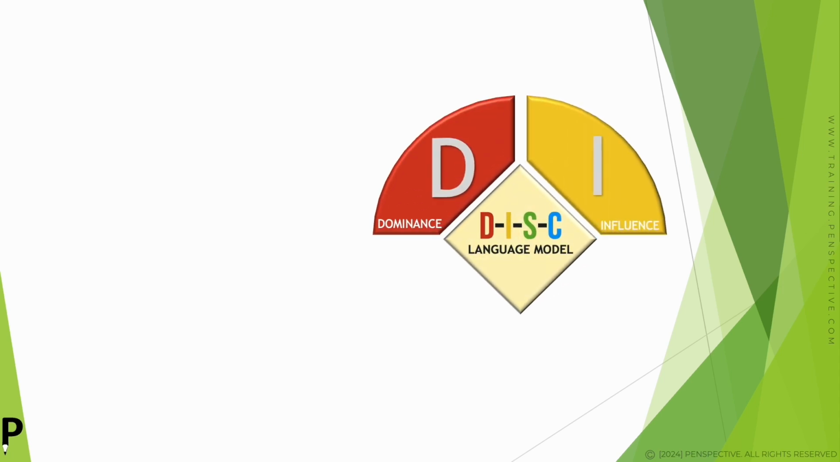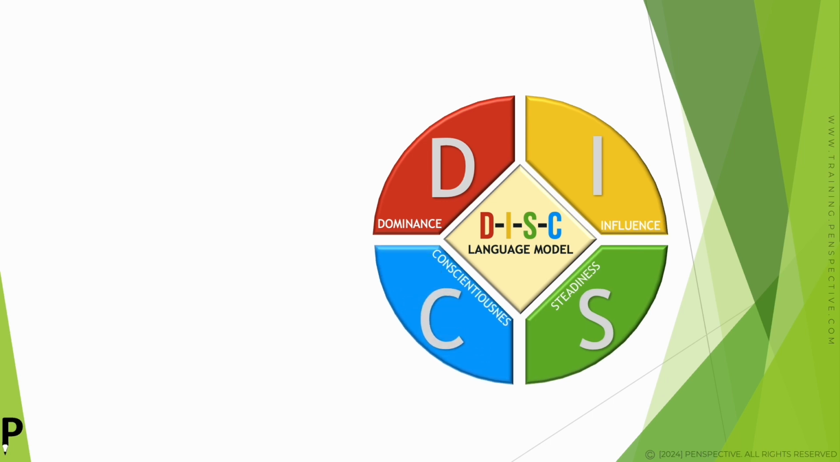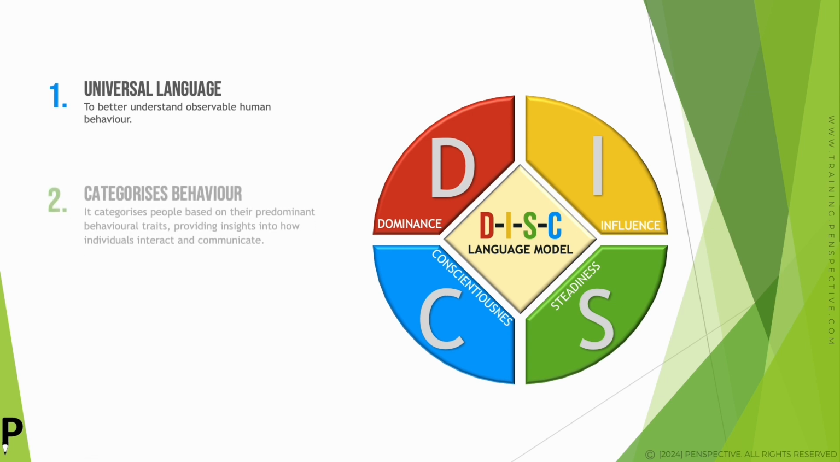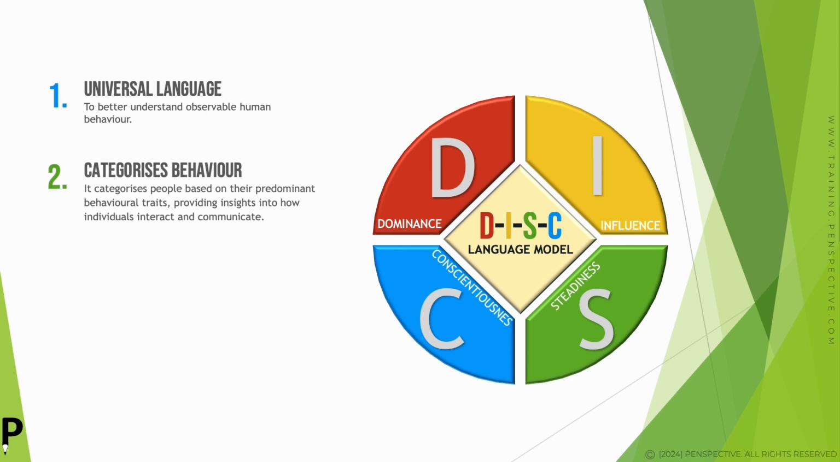D.I.S.C stands for dominance, influence, steadiness, and conscientiousness. It serves as a universal language for understanding observable human behavior. Essentially, it categorizes people based on their predominant behavioral traits, providing insights into how individuals interact and communicate. Understanding the D.I.S.C language can significantly enhance communication and interpersonal relationships.